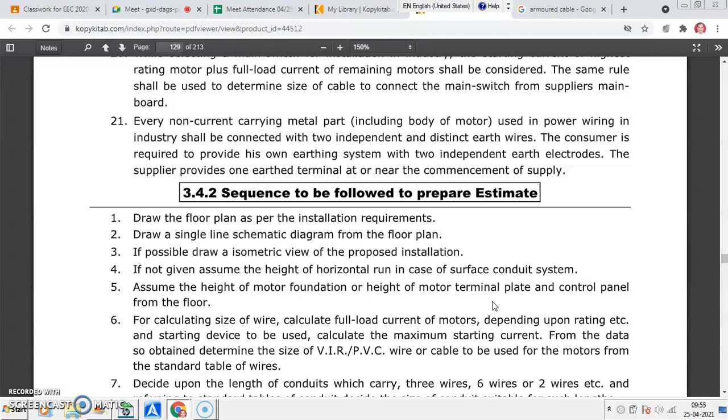All metallic parts are to be earthed. The consumer is required to provide his own independent earthing system, separate from that of the supply authority, with independent earth electrodes. The supplier provides the earth terminal at or near the substation, but at every place inside the factory, the consumer has to provide earth electrodes.